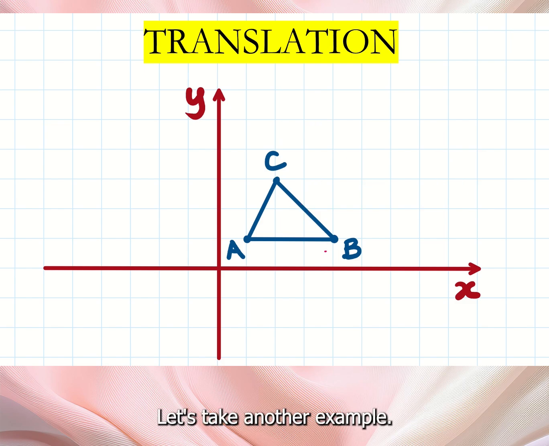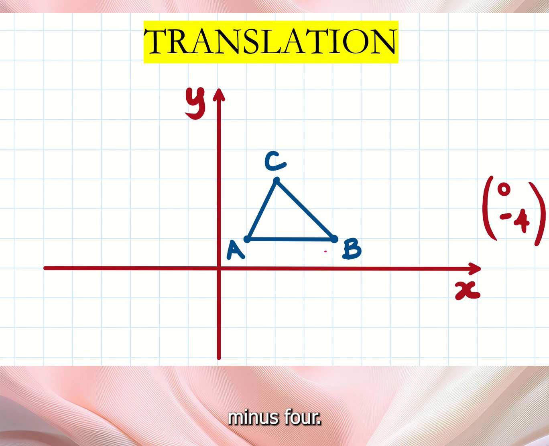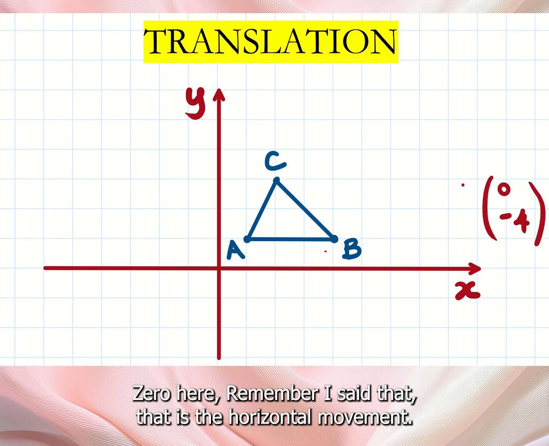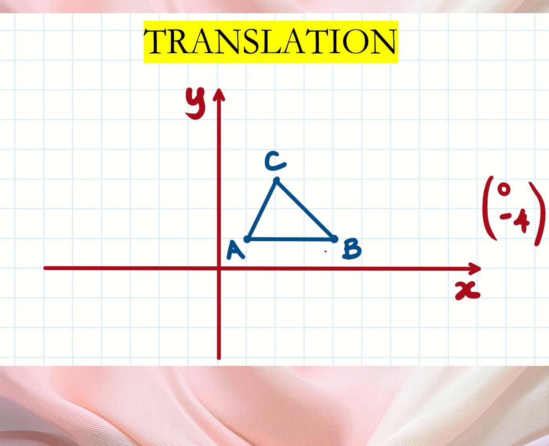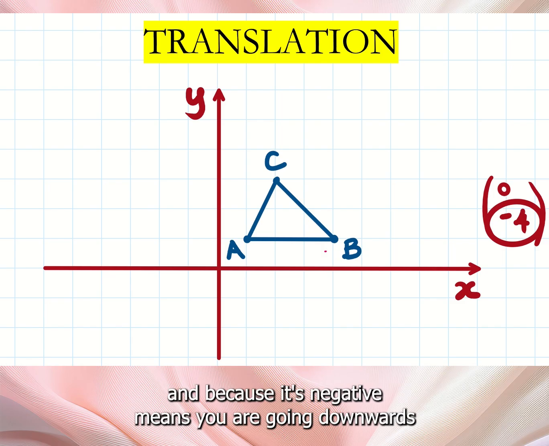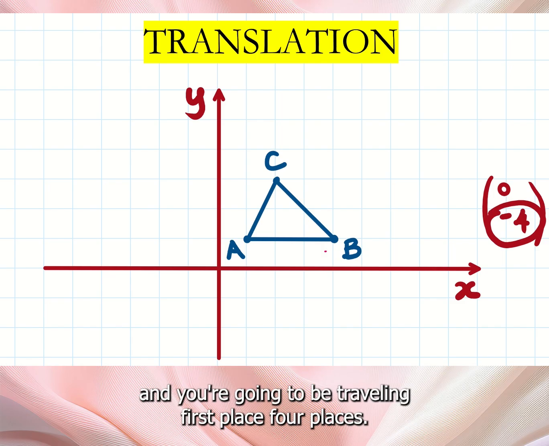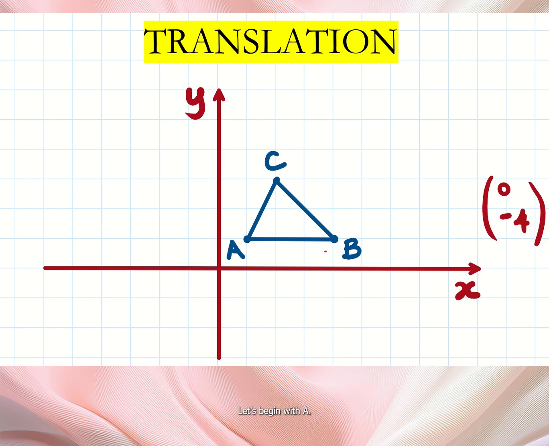Let's take another example. We're using the same triangle ABC, but say we wanted to translate it using the column vector 0, -4. What will this look like? 0 here, remember I said that is the horizontal movement. It simply means you are not moving at all on the horizontal, but you'll be moving vertically. And because it's negative, it means you're going downwards and you're going to be traveling 4 places. Let's begin with A.